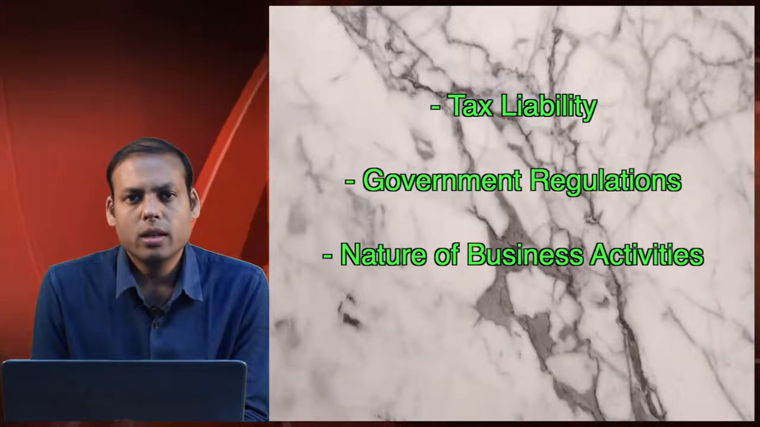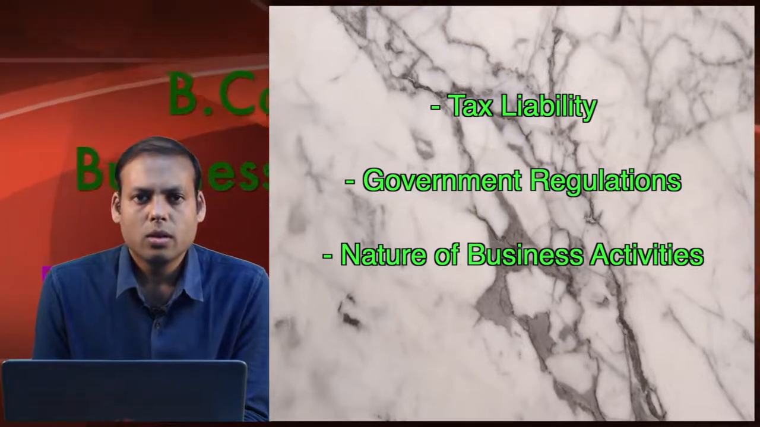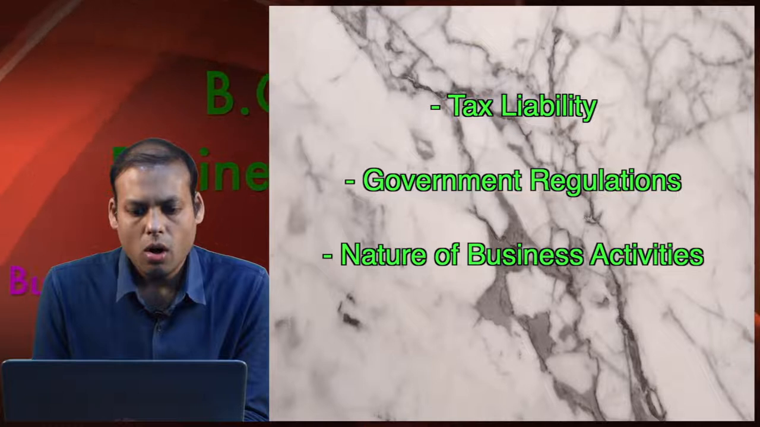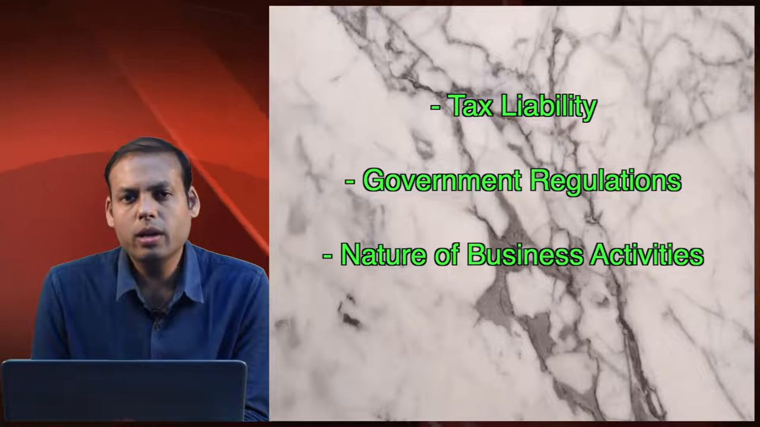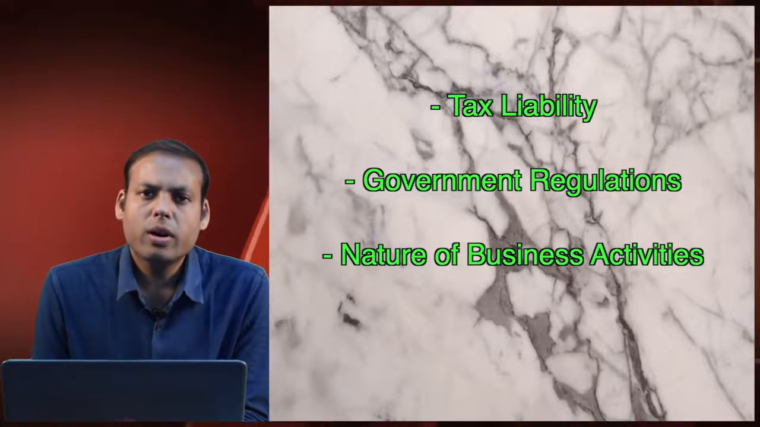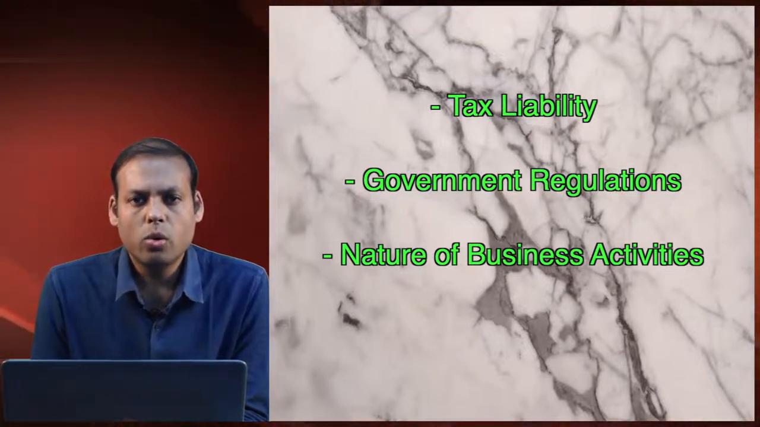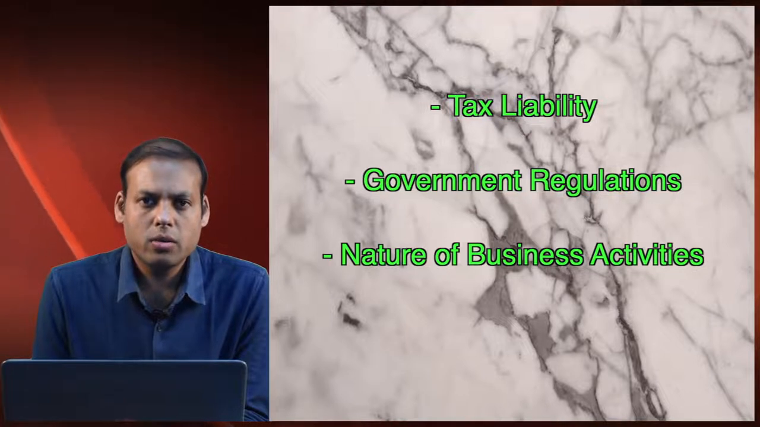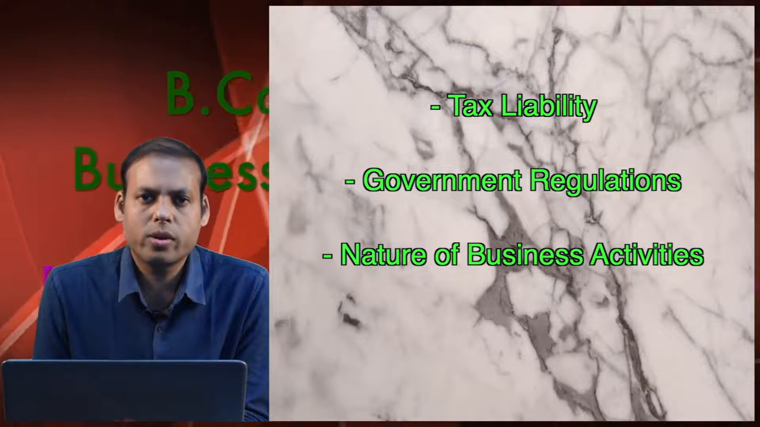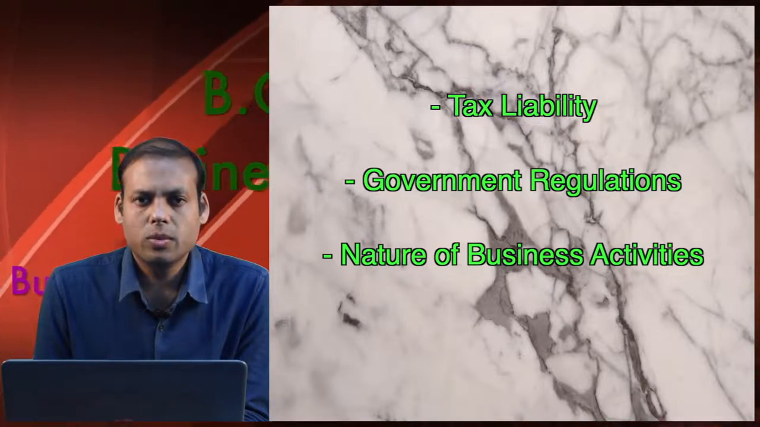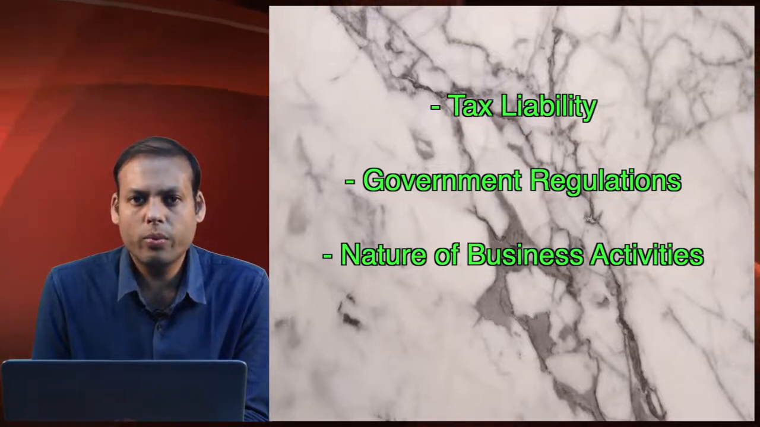Government regulations. In case of sole trade and partnership business, there are very limited controls or restrictions on the business from the government. Any person can start a business having very limited registration requirements. But in case of joint stock company, the requirements from the government are more. It has to get registered with the registrar of companies. For this, it has to prepare memorandum of association, articles of association, prospectus, etc. So, there are different documents that are required to be filed with the registrar of companies before a company can start its business.